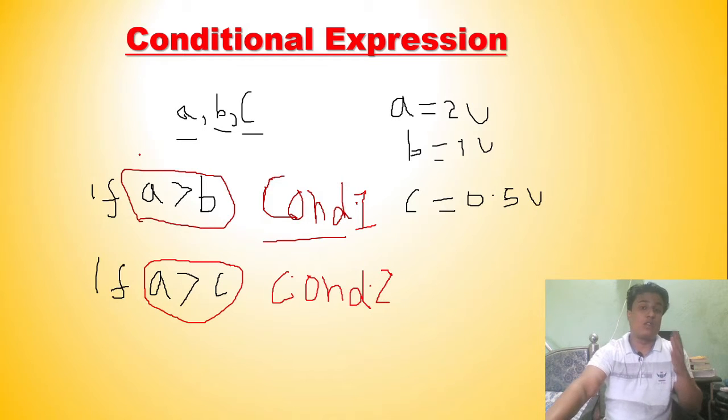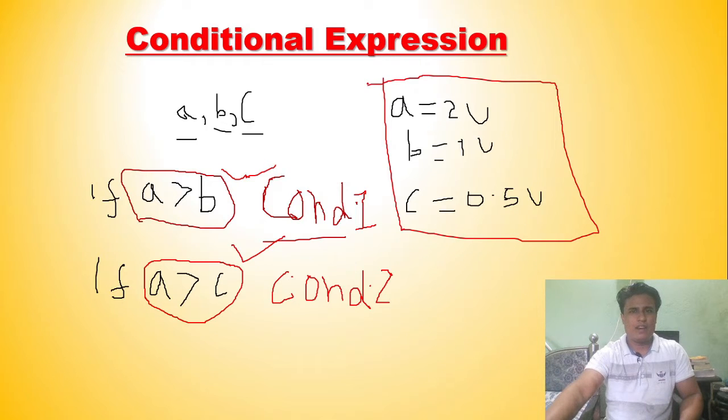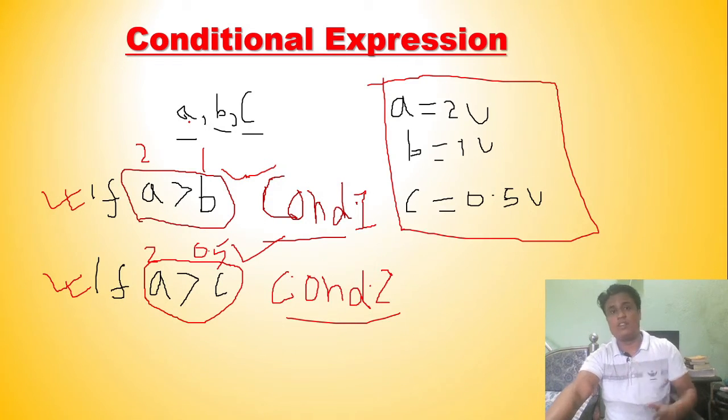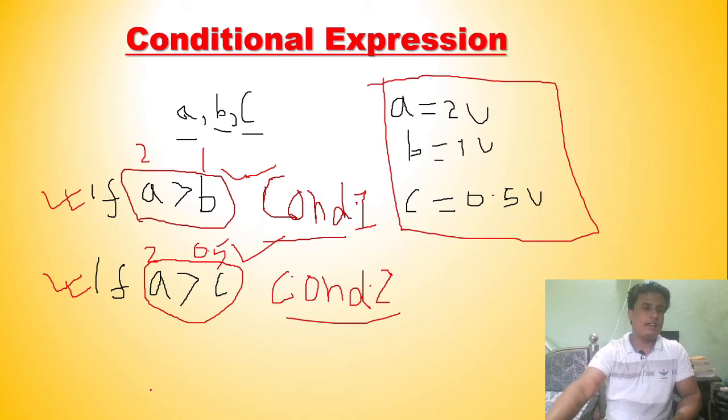Our conclusion depends on the validation of condition 1 and condition 2. Consider this data: is A greater than B if A's value is 2 and B's value is 1? Yes, A is greater than B, so this condition is true. Now come to the second condition, that A is greater than C. A's value is 2 and C's value is 0.5, so A is also greater than C. So the conclusion we make from these conditions is that A is the tallest.